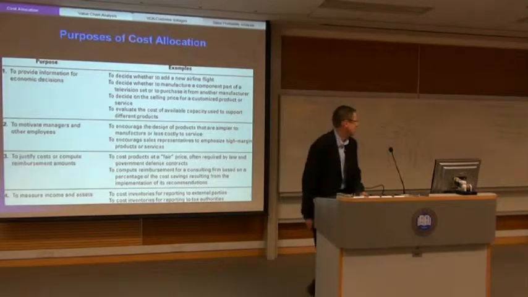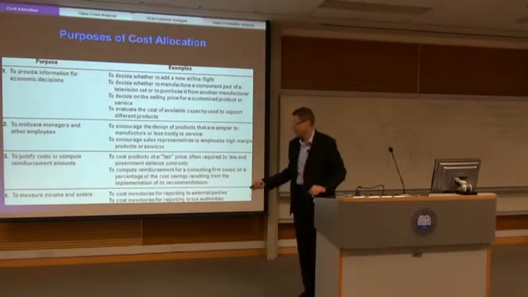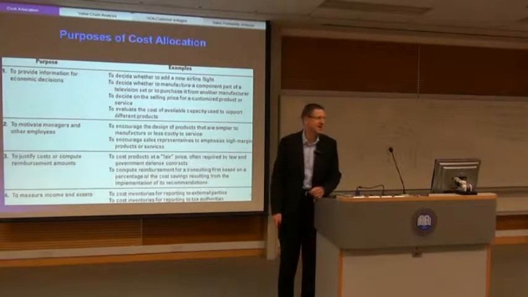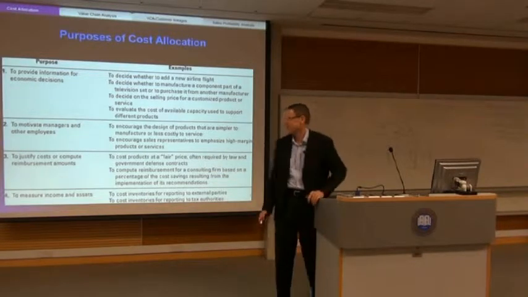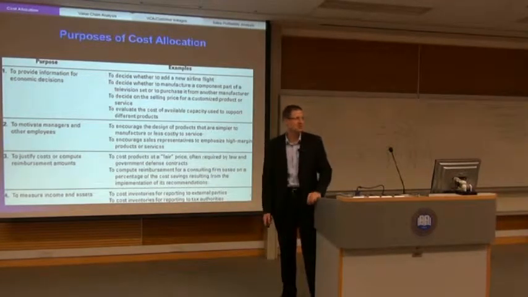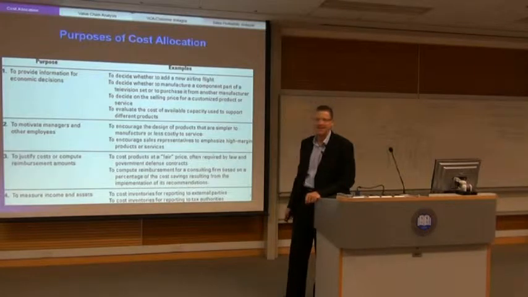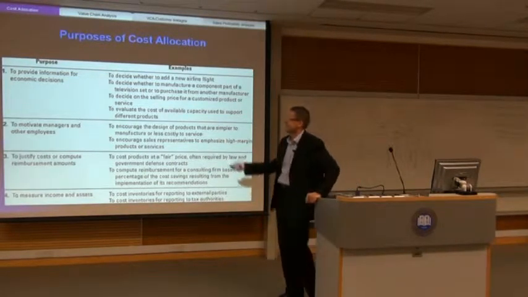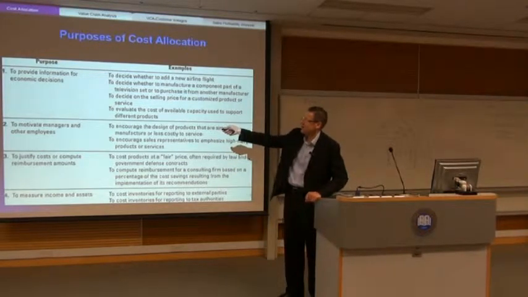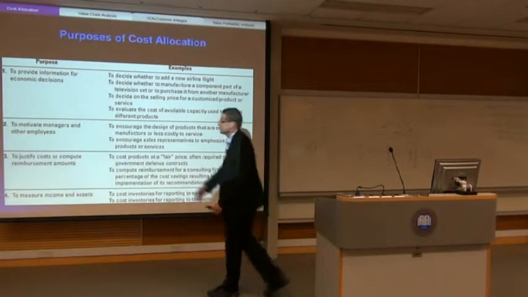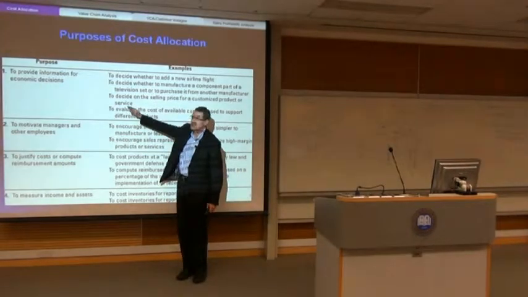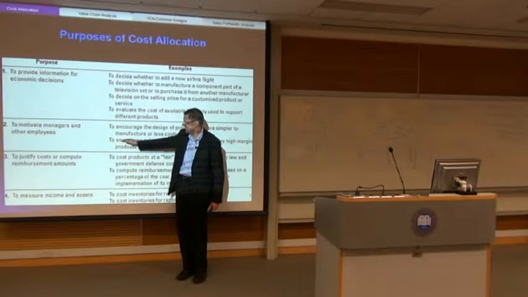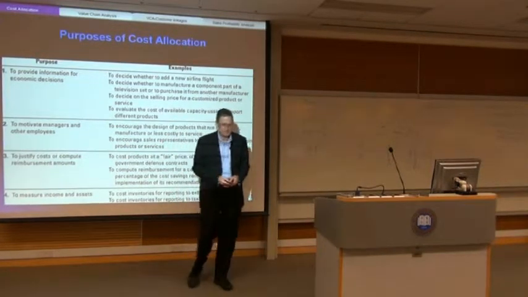Interesting. That last one is more financial accounting. Ugh. Who likes that? Put your hand up. No, I didn't think so. It doesn't add value, not much anyway, except for international accounting. So the first 3 are very important. Information for economic decisions. To motivate managers, this is decision facilitating, decision influencing. You know that. And here, justify costs.